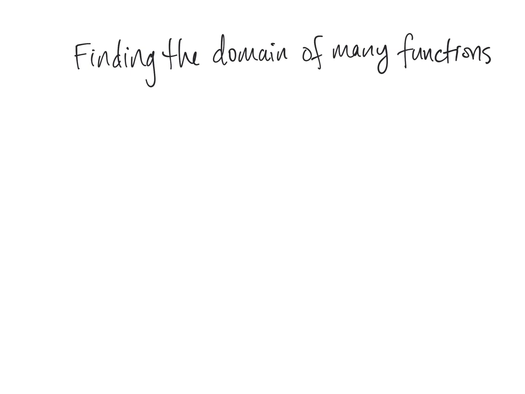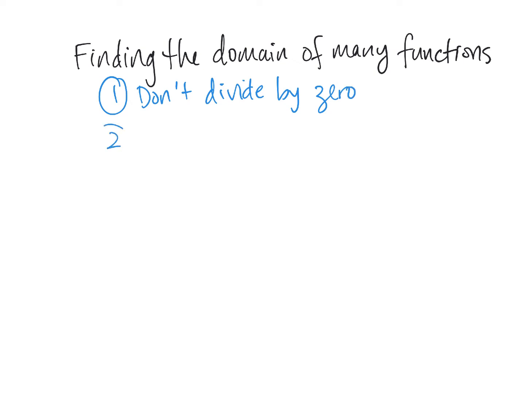So the two things that I'm just going to be mindful of when I'm looking at a function and trying to decide what is its domain, what am I allowed to plug in for x? Number one, don't divide by zero. And number two, don't take the square root or any other even root of a negative number. Okay? It's going to come down to those two things.